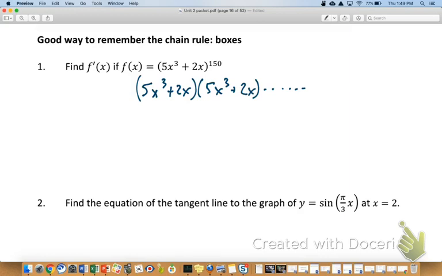And then you go turn by turn by turn with a bunch of power rules, right? Can you see why the chain rule is far superior to that? We're going to be done in like 10 seconds. Okay, so check this out.